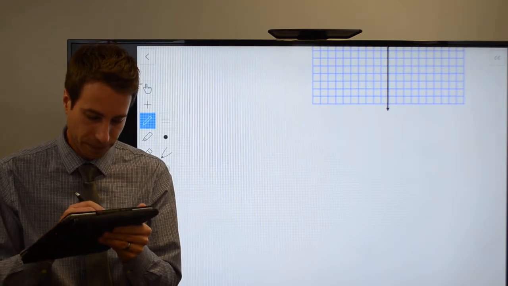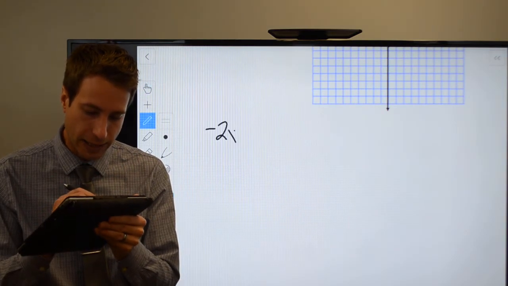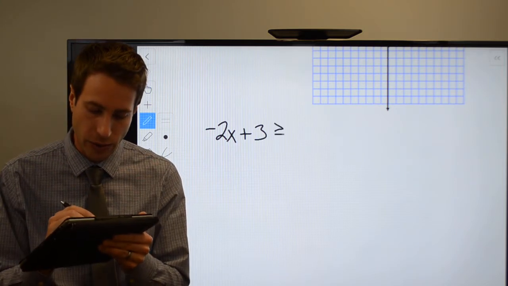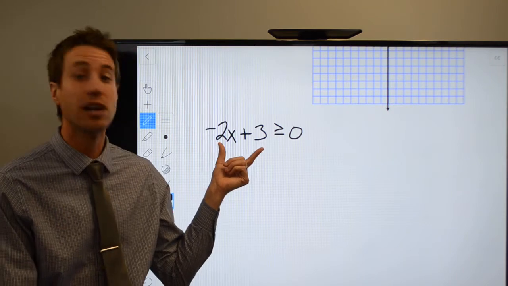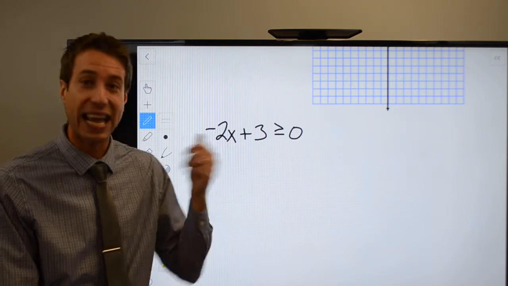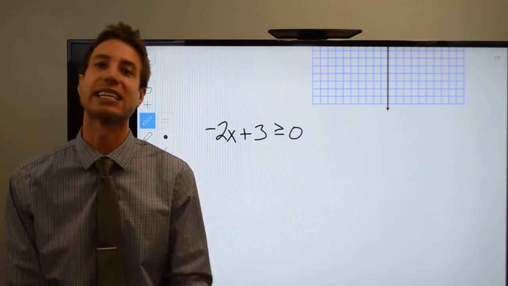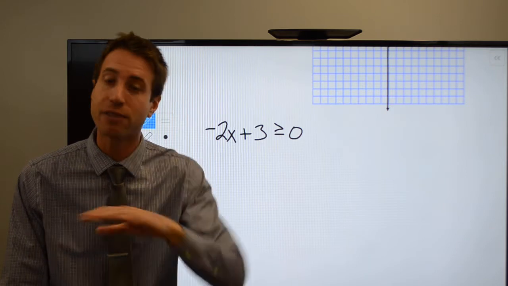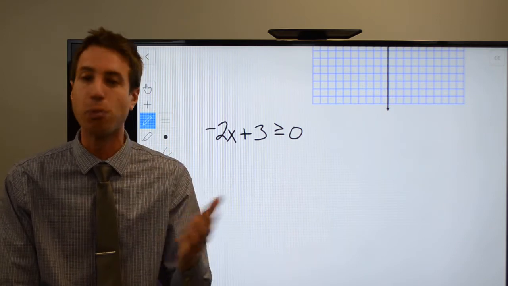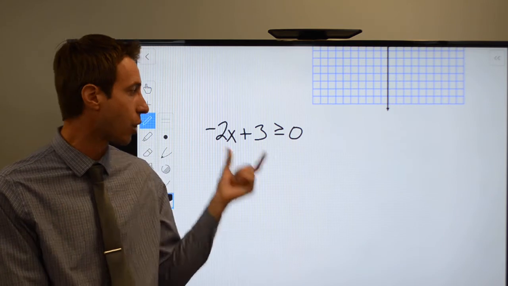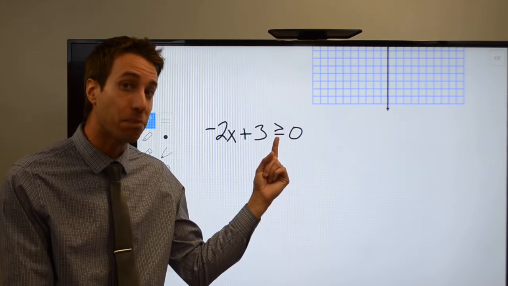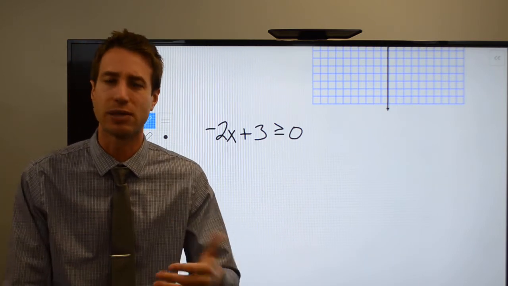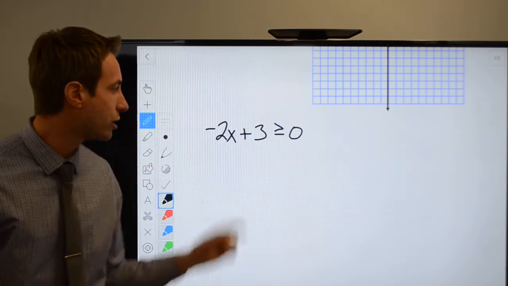So here we go, negative 2x plus 3, and I set that greater than or equal to 0, because I want this to be positive, right? The radicand needs to be a positive number, so I can take the square root of it. If the radicand were less than 0, it'd be negative, and the square root of a negative number is imaginary, which is no bueno. We can't graph imaginary numbers. So my radicand needs to be bigger than 0. But it can be 0, that's why I have the equal sign, because the square root of 0 is 0, and that's perfectly okay. Let's go ahead and solve this guy.